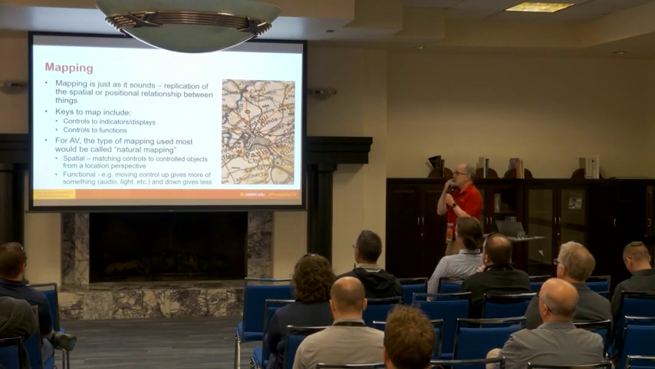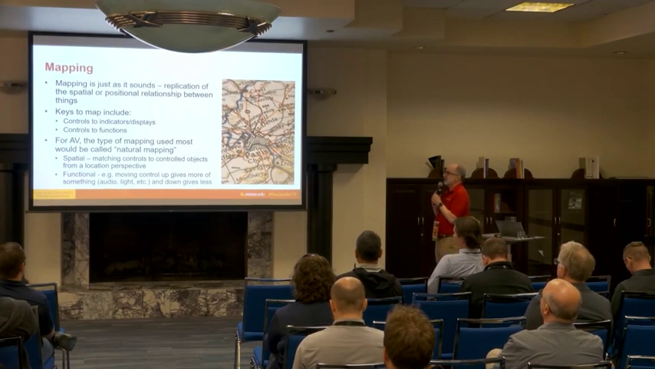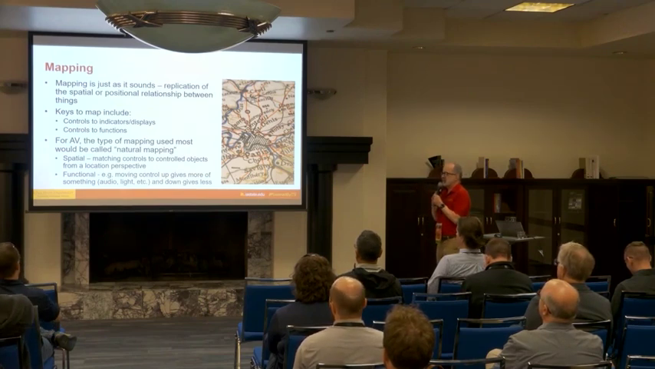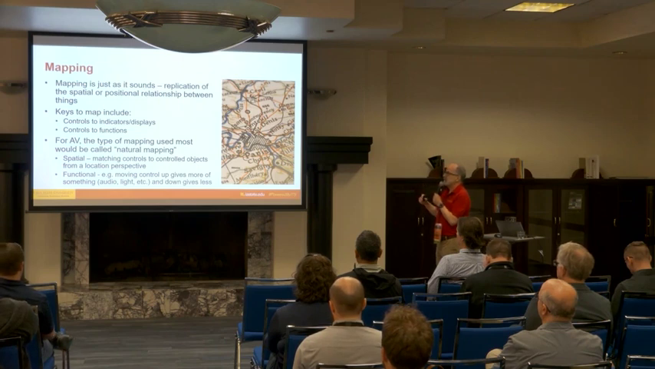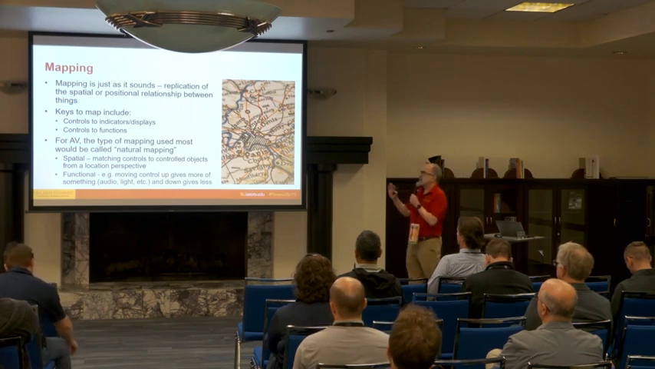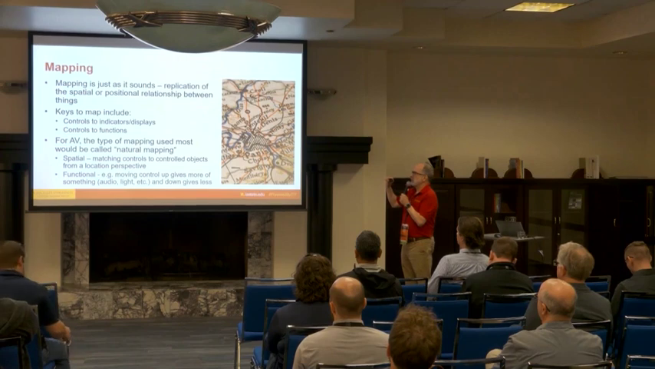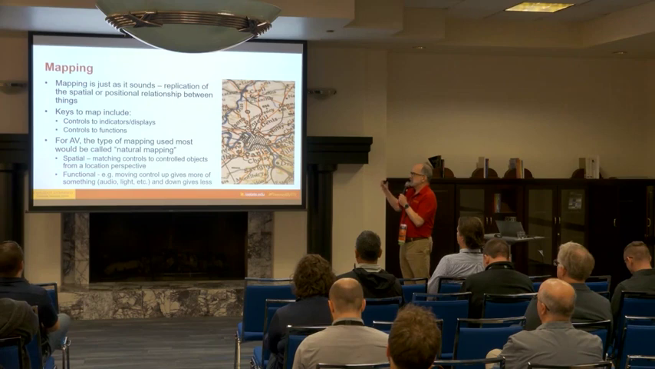All right, so another methodology that you can use is called mapping. And mapping is just like it sounds: you're trying to spatially represent something in relationship to how it really exists in the world. Now, keys to maps include: we're going to map controls to indicators or displays, and we're also going to map controls to functions.